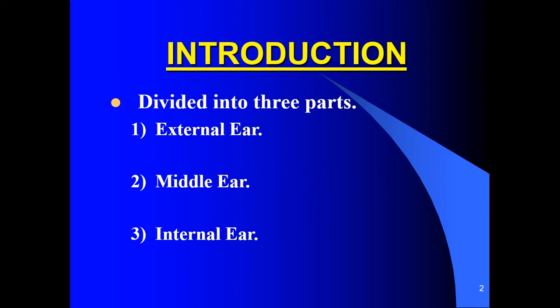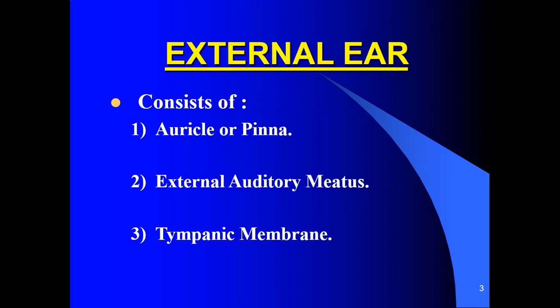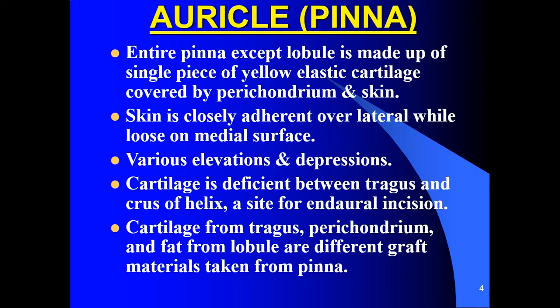Considering the anatomy of the ear, it is divided into three parts: the external ear, middle ear, and internal ear. The external ear consists of the auricle or pinna, the external auditory meatus and canal, and the tympanic membrane. In fact, the whole of the tympanic membrane should not be considered a part of the external ear. It is the outer epithelial layer of the tympanic membrane which is part of the external ear.